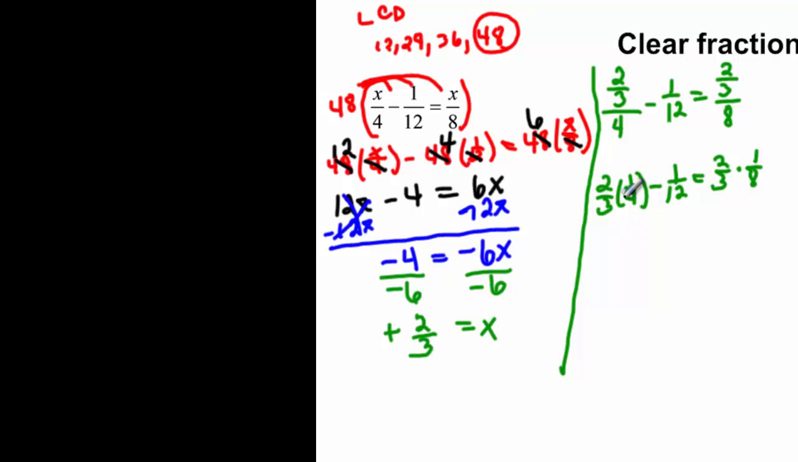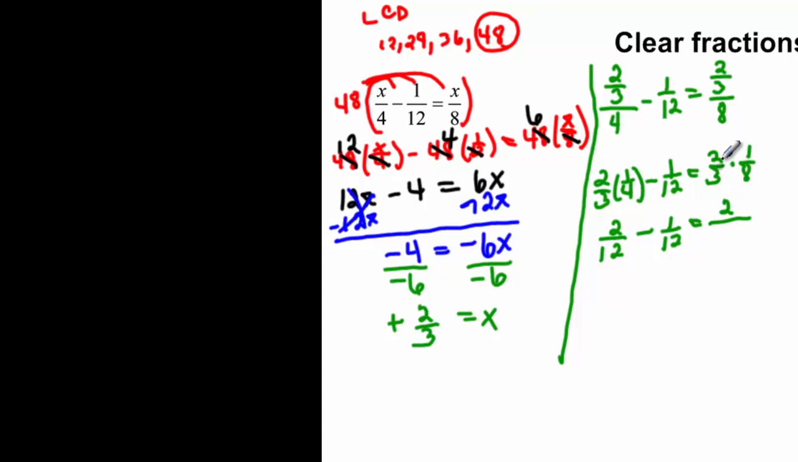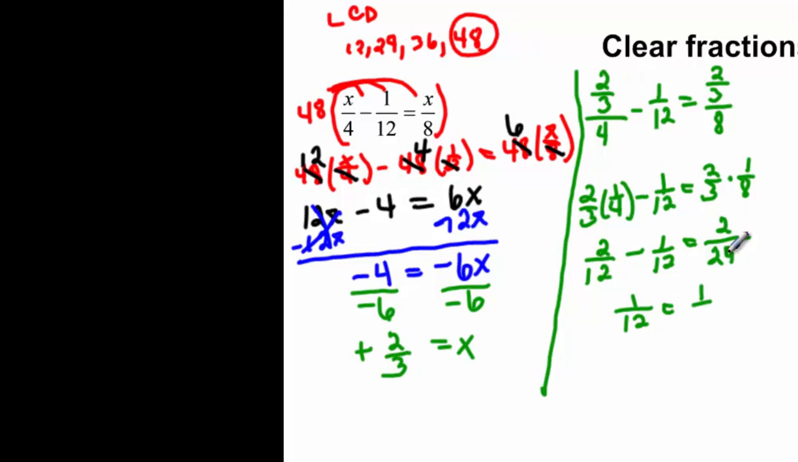And this gives me 2 over 12 minus 1 over 12, which is equal to 2 times 1 is 2, and 3 times 8 is 24. 2 minus 1 would be 1 over 12 on this side. 2 over 24 reduces to 1 over 12. So we know that our answer is positive 2/3.